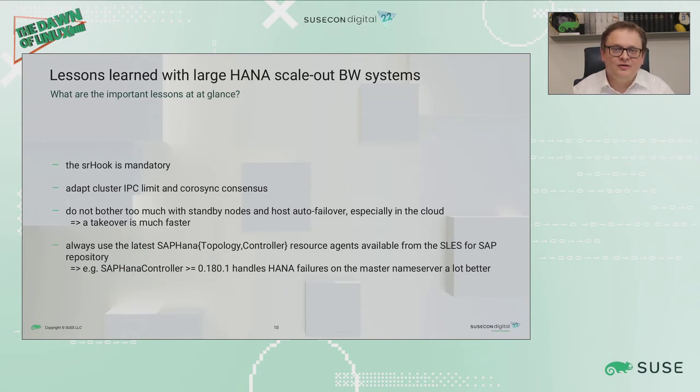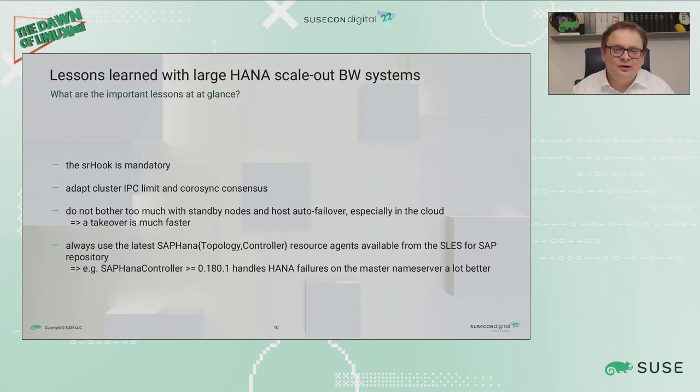Next important thing is that it doesn't make too much sense to bother with setting up standby nodes for HANA host auto failover at all, because having a failover inside HANA takes so much longer than just a simple takeover to the other data center, and that's what we really bother about, because we want to have a downtime that is as small as possible, and using host auto failover simply takes too long.